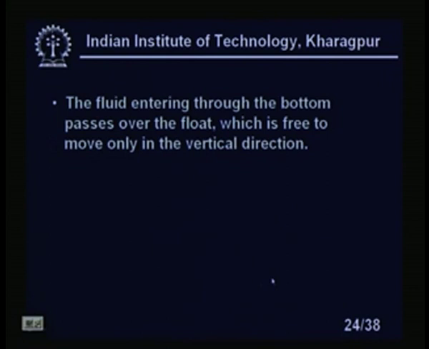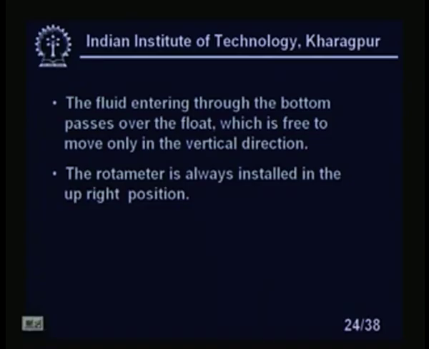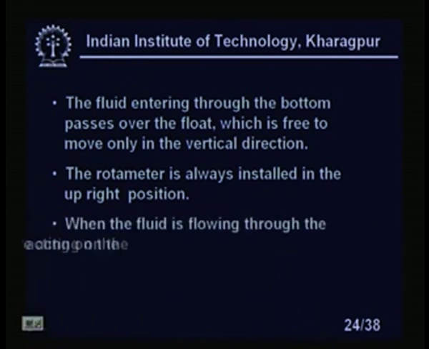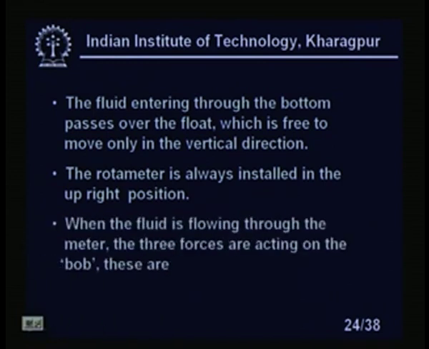The fluid entering through the bottom passes over the float, which is free to move only in the vertical directions. The float can move only in the vertical directions, right. That is the problem. A rotameter always needs to be installed in the vertical direction, in the upright position. When the fluid is flowing through the meter, three forces are acting on the bob.